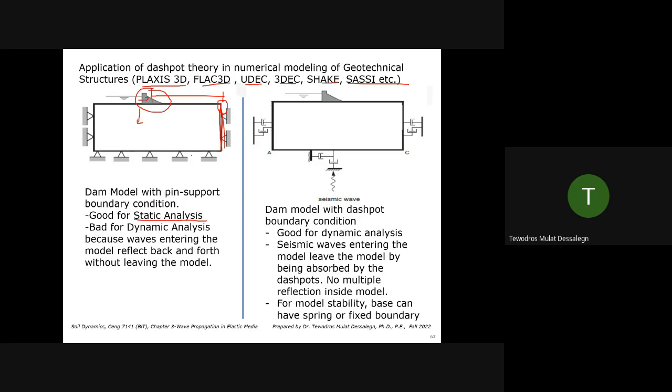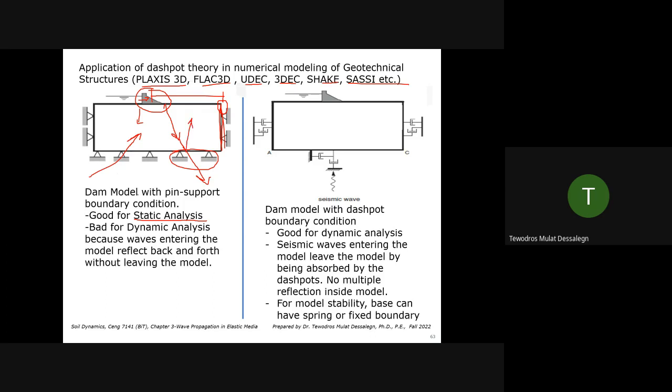Sometimes you can even fix it here, but it's bad for dynamic analysis. Why? It's because the waves entering the model reflect back. Now, if you have a wave entering here for a seismic event, that wave hits the surface, does the shaking or whatever it does, it reflects back, right? Some of the wave. When it reflects back, this pin support or fixed support is not absorbing it. Whatever reflection here, we want it to come out. We don't want it to reflect back.